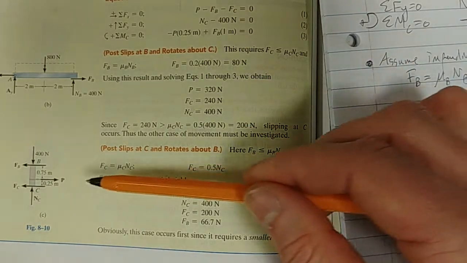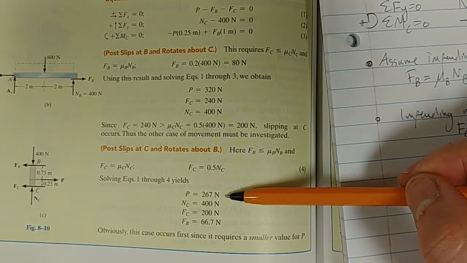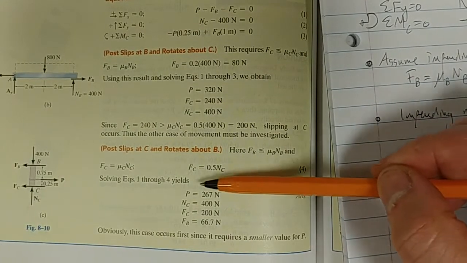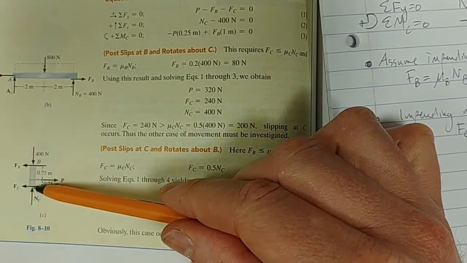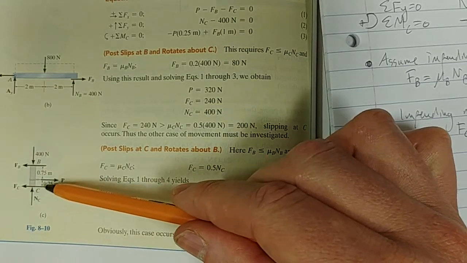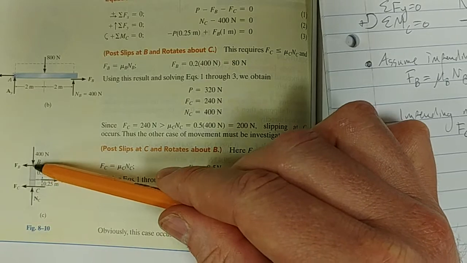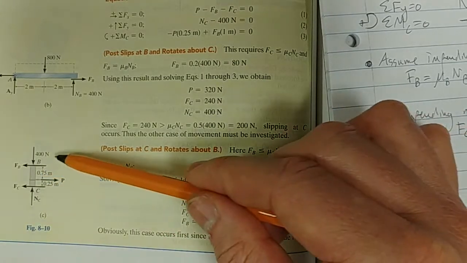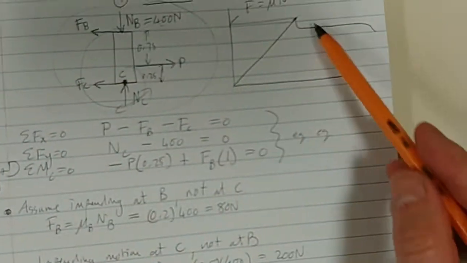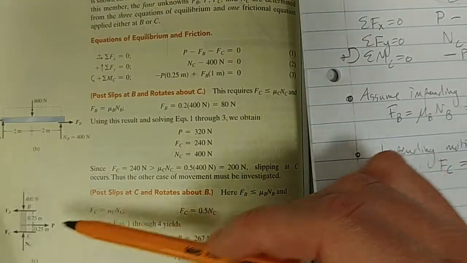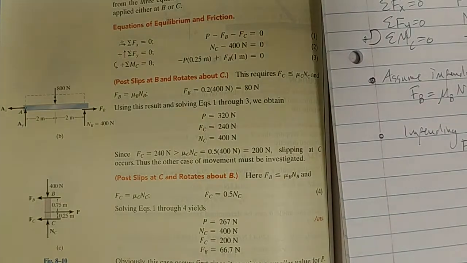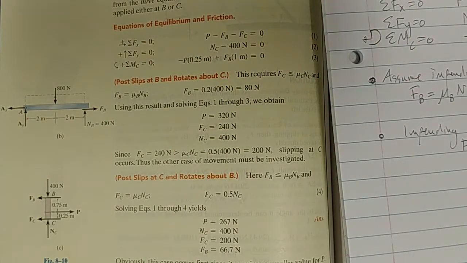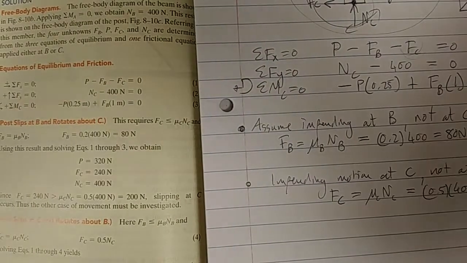So as you're slowly increasing P, it's going to hit 267, and as it hits 267, there's going to be impending motion at C. It's going to slip at that point, but the point at B will still be to the left of this curve, and we will have rotation about B and slipping at C. I hope this has helped. This is a nice example of impending motion at some points of contact. Cheers.